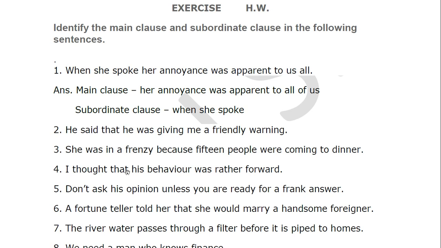He said that he was giving me a friendly warning. Next, you look out for where is your subordinator. That. Okay, where is your subordinator? That. Now, in this, that he was giving me a friendly warning. Remember, I told you whatever comes after your subordinator is your subordinate clause. So, that he was giving me a friendly warning, this becomes your subordinate clause.